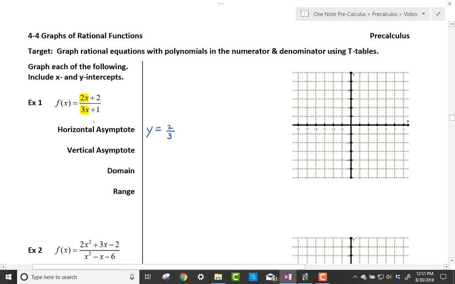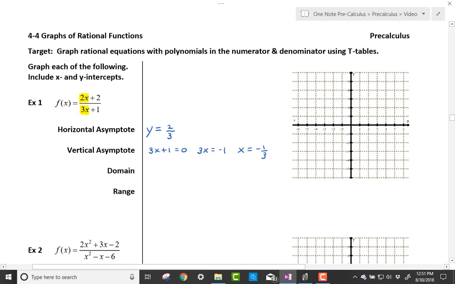For my vertical asymptote, I take my denominator. I take 3x plus 1, and I set it equal to 0. I subtract 1 on both sides, and I get 3x equals negative 1. I divide both sides by 3, and I have a vertical asymptote at x equals negative 1/3. Let's graph both of those right now.